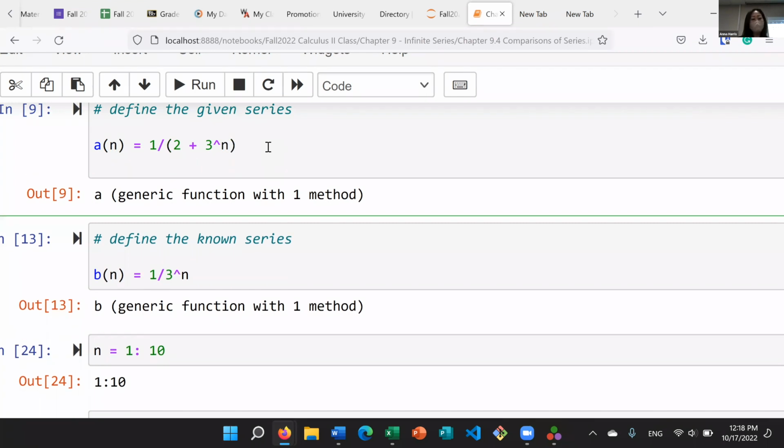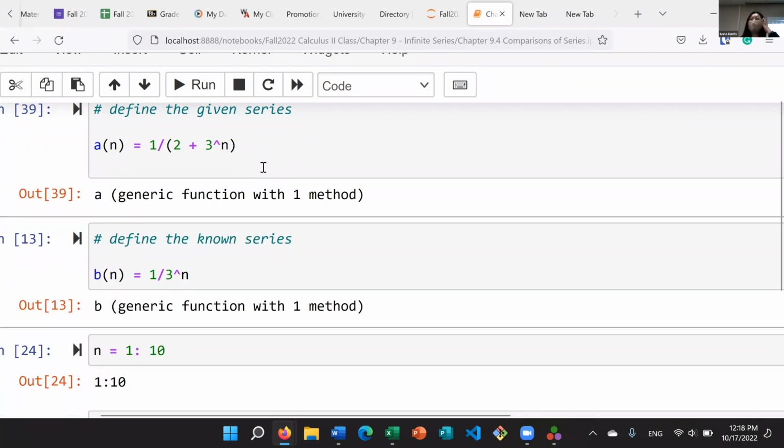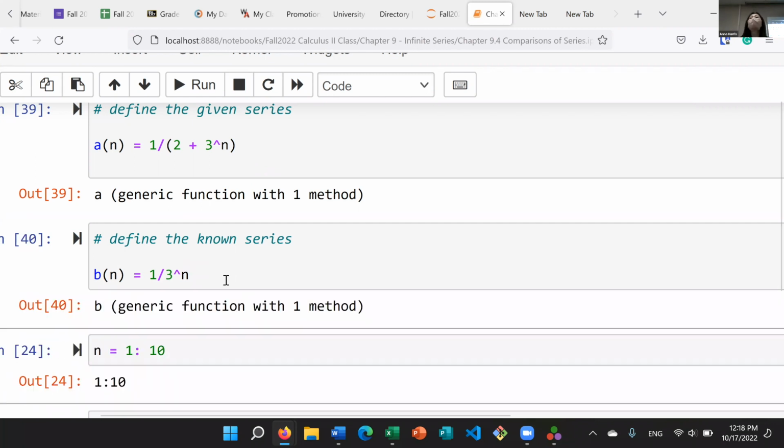Okay, if you have your notebook open, go ahead and run it. That's your smaller series: a sub n is equal to 1 over 2 plus 3n. Now compare with your b sub n. Run that. So right now, I'm just defining my smaller series and then defining what?